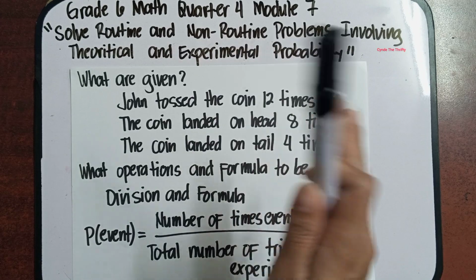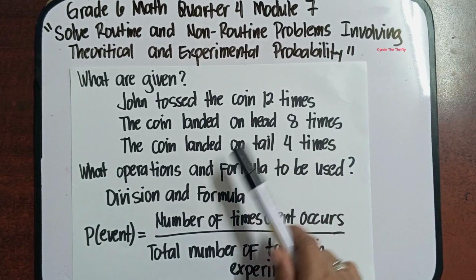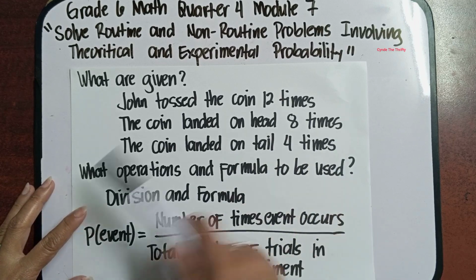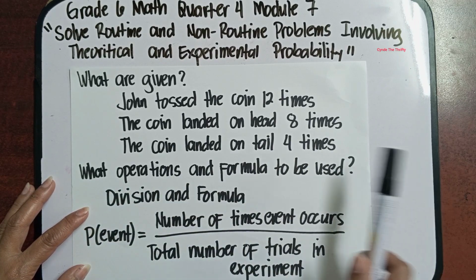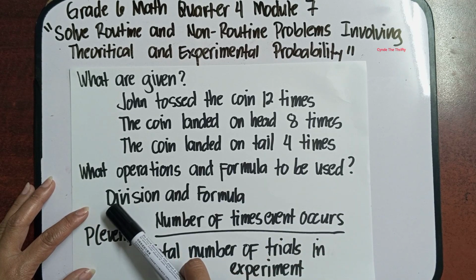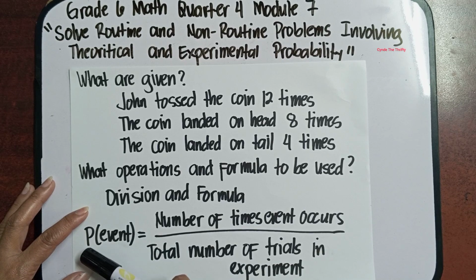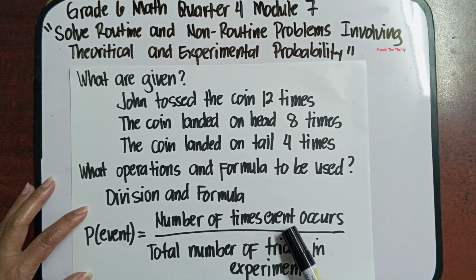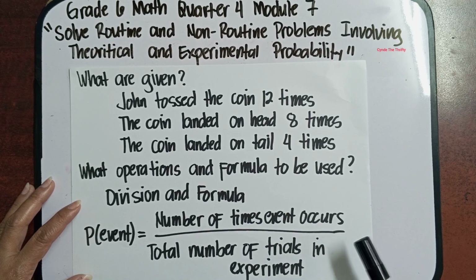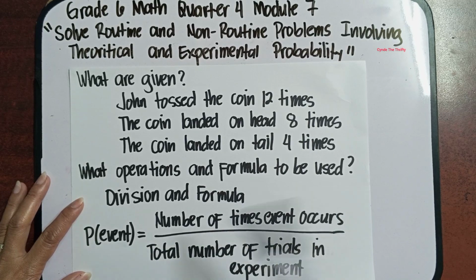Nag-toss si John ng coin 12 times. Pagkatapos, nag-land ng head 8 times. At nag-land din ang tail ng 4 times. So, next step, what operations and formula to be used? So, ang operation na gagamitin natin is division. At ang formula na gagamitin natin is probability of event is equal to number of times event occurs divided by the total number of trials in experiment. So, ito yung formula natin sa pag-solve ng experimental probability.